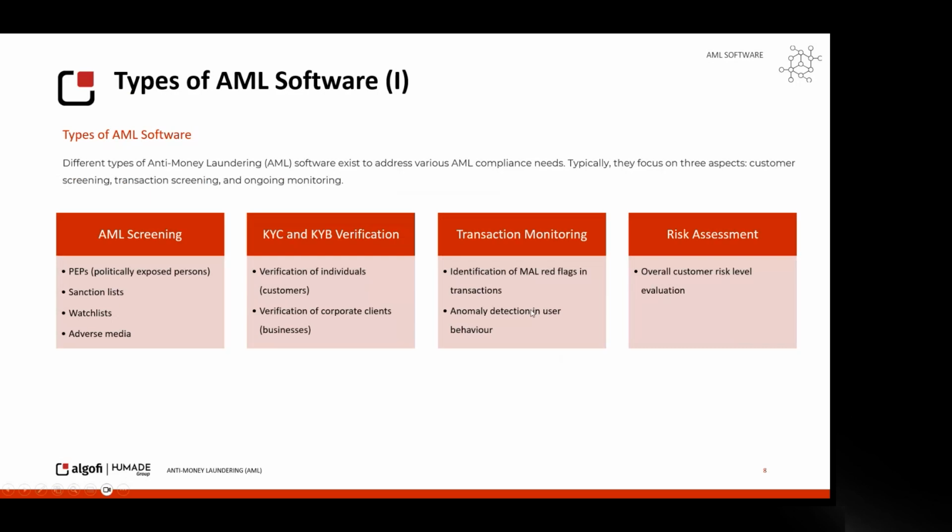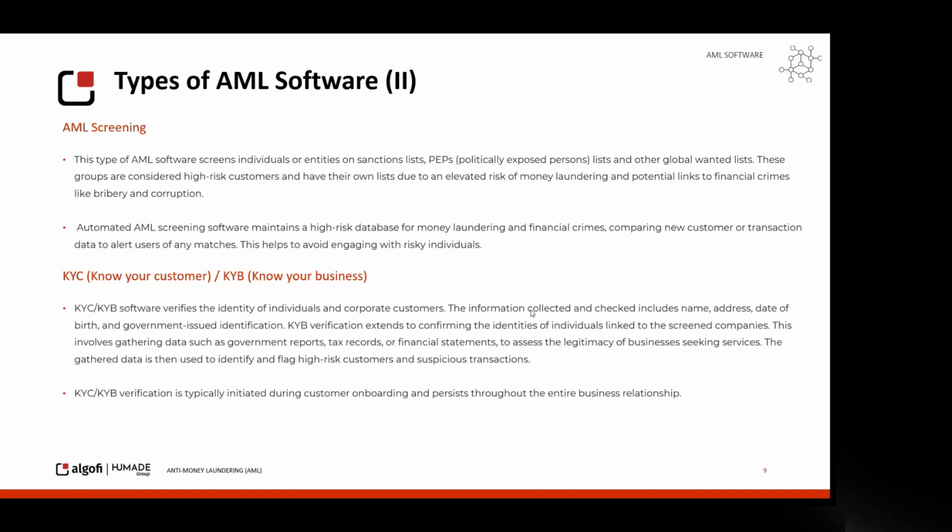So, AML screening. This type of AML software screens individuals or entities on sanctions lists, PEPs, politically exposed persons lists, and other global wanted lists. And just to mention, politically exposed persons refer to persons who have high status and are prone to bribery or perhaps corruption. These groups are considered high-risk customers and have their own lists due to an elevated risk of money laundering and potential links to financial crimes like bribery and corruption.